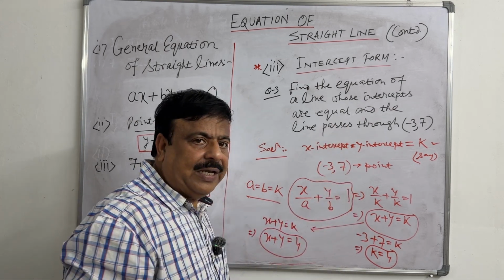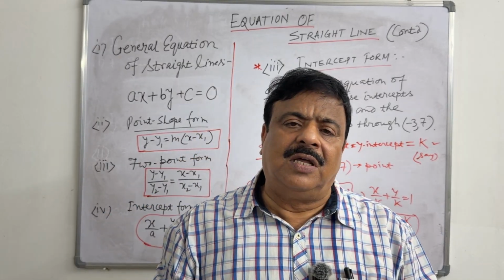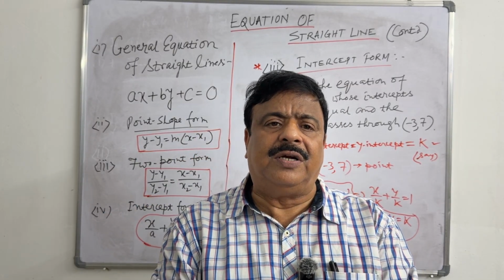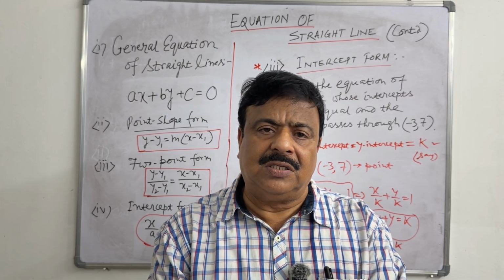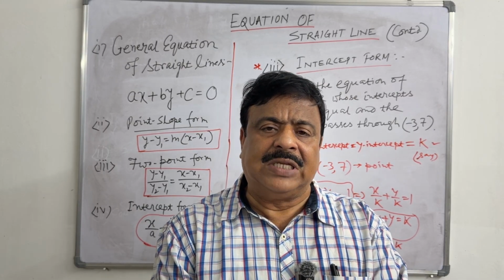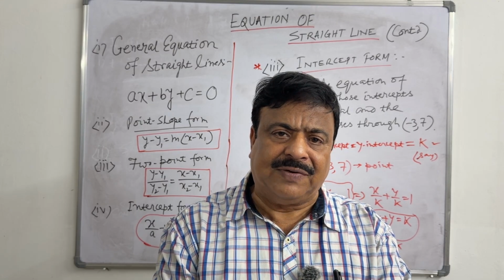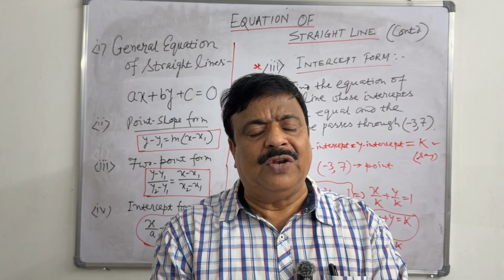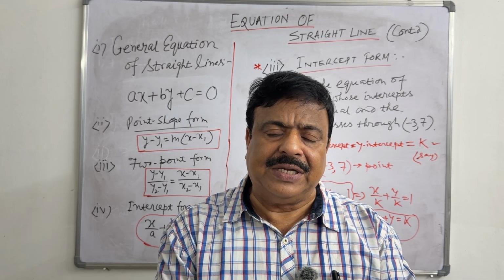Okay, clear? So today we have discussed 3 different forms of a line. First one is point slope form, second one is 2 points form, and third one is intercept form. How the equations of these 3 forms are found out has been discussed in detail.